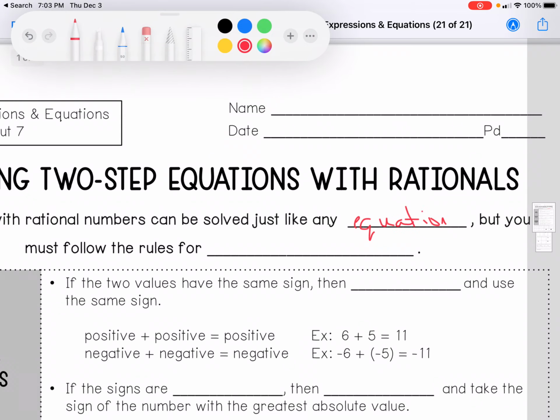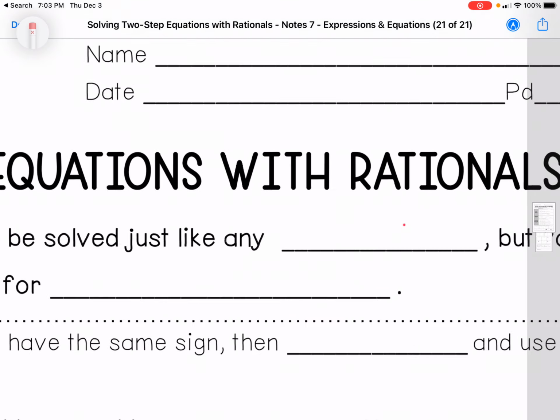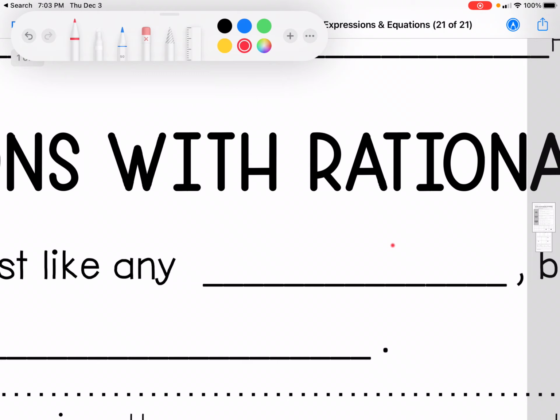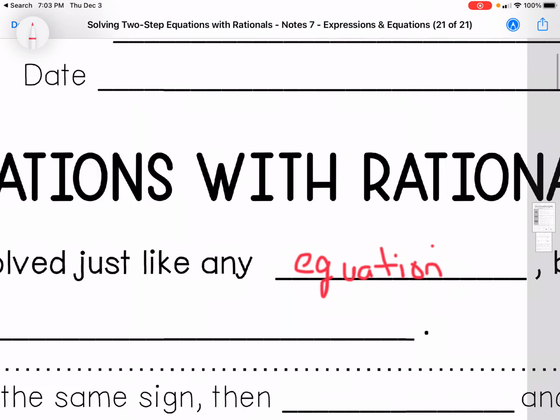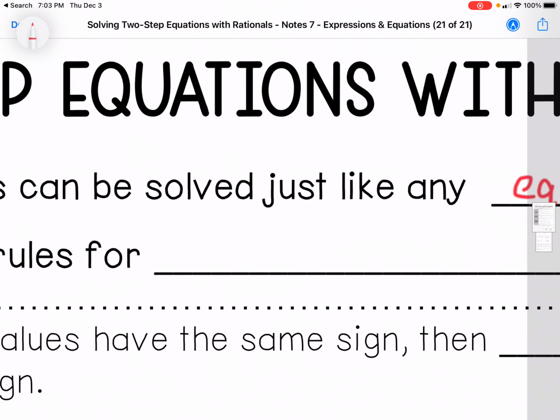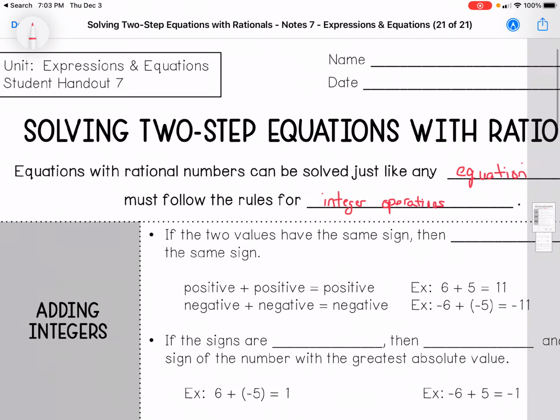That's awful. Let's rewrite that. All right. But you must follow the rules for integer operations.